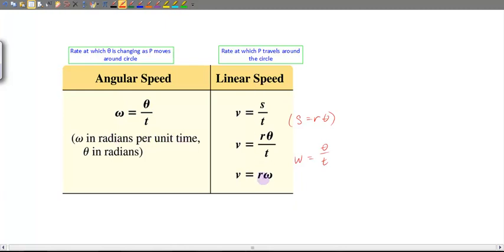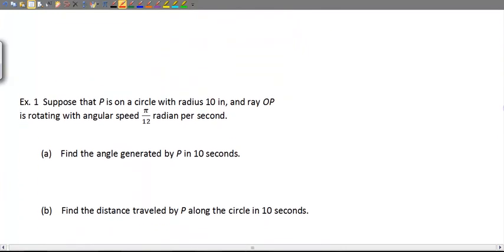And then linear speed, it looks like there are a lot of formulas here, but they're really just one formula in different forms. If we know that velocity is distance over time, we can rewrite that knowing that s, remember s was our arc length, so we can replace s with r theta. And we also know theta over t is actually omega, so we could write velocity in this way too. It just depends on what information you're given in the problem you're trying to solve for. So let's apply this with this example right here.